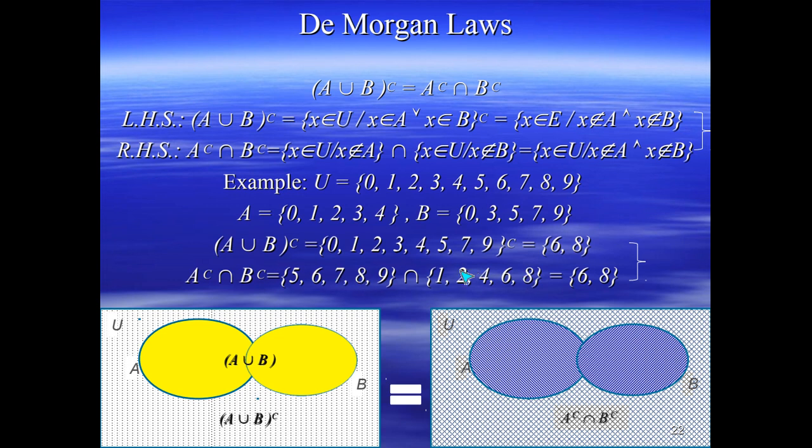And we take the intersection of these two. 1 is not common, 2 is not common, 4 is not common, 6 and 8 are common. So {6, 8} is A complement intersection B complement. Is it equal to the first one, (A union B) complement? Yes, {6, 8} and {6, 8}. They are equal, so the rule is also shown on the example.